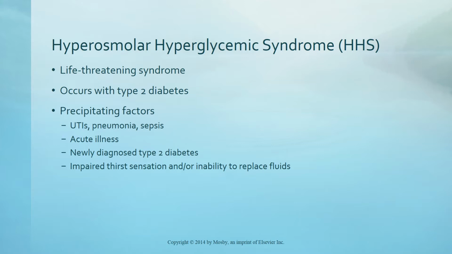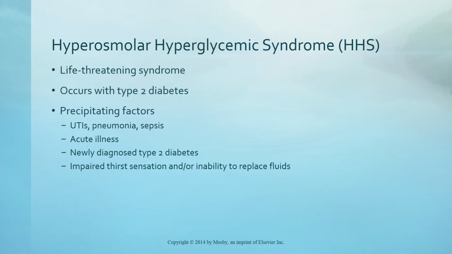HHS is less common than DKA, and so that's why many of you probably will never see one of these patients or take care of these patients. But when it does occur, it occurs in older patients, like I said, 60 years or older with type 2. Common causes are urinary tract infections, pneumonia, sepsis, any kind of acute illness, and sometimes newly diagnosed type 2 diabetics because they're unaware of all these changes our body is going through.